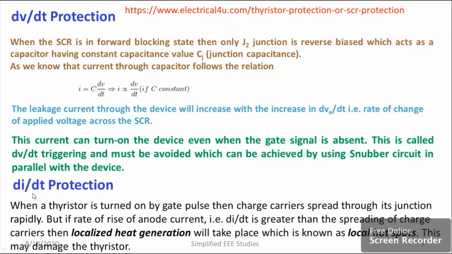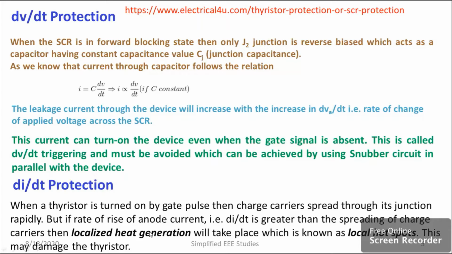When I talk about di/dt protection, as you know, whenever the thyristor is turned on, you need to provide a suitable amount of gating pulse. Then only the SCR will turn on. Afterwards, the charge carriers spread through its junction randomly, not in a uniform manner. As a result, it increases the rate of rise of anode current. The rate of rise of anode current is represented by di/dt.